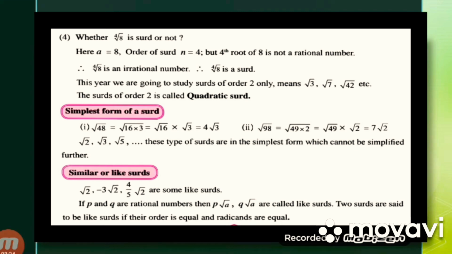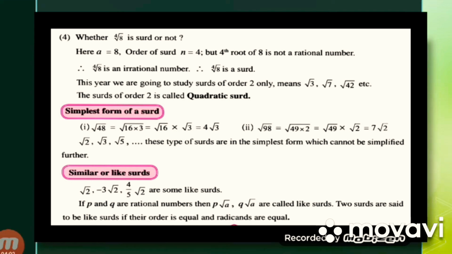Now, the surd of order 2 is called quadratic surd. For example, square root of 3, square root of 7, etc. are all quadratic surds. Simplest form of a surd. Root of 48 is equal to root of 16 into 3, and that is equal to root 16 into root 3. But root of 16 is 4. Therefore, the answer is 4 root 3. So we have to reduce the given surd to its simplest form.